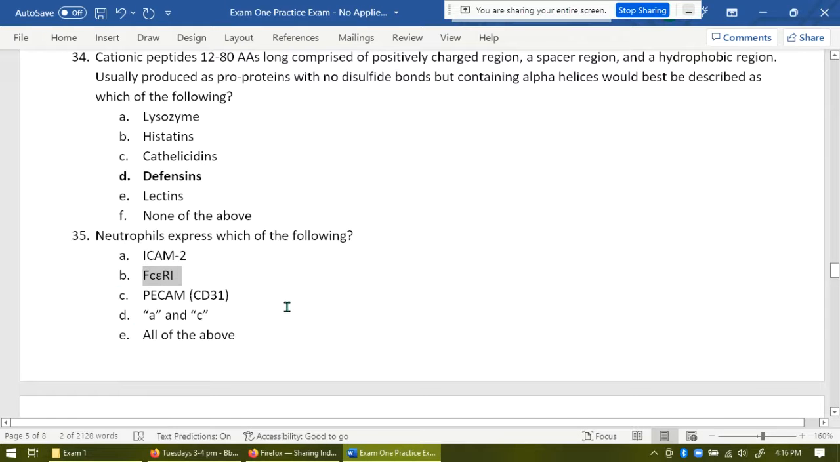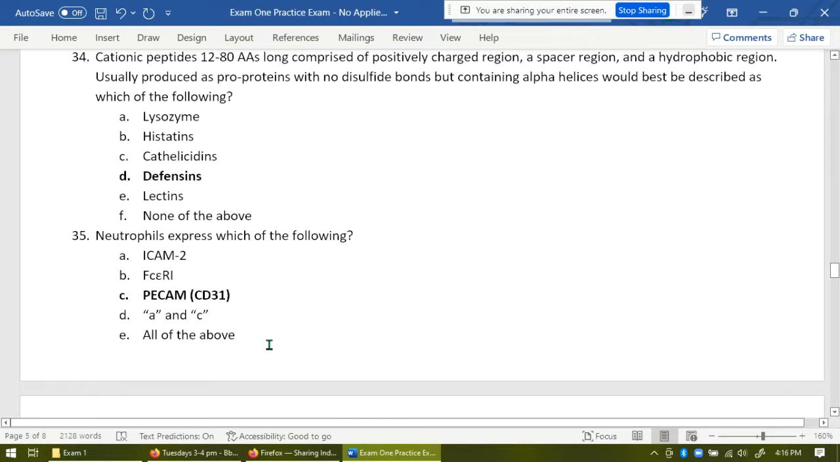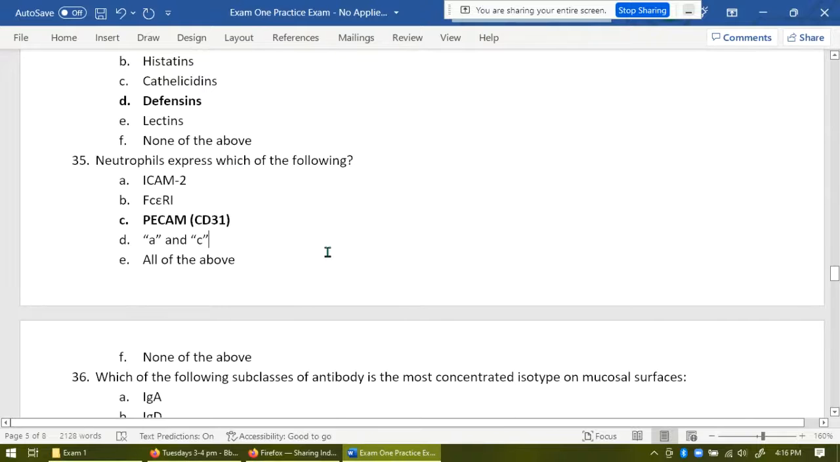Fc epsilon R1, they don't express the high affinity IgE receptor. This is expressed only on mast cells and basophils to respond to IgE. PECAM, they do express. CD31, that one's also expressed on the endothelium. That's the only one that's expressed on both leukocytes and the endothelium.